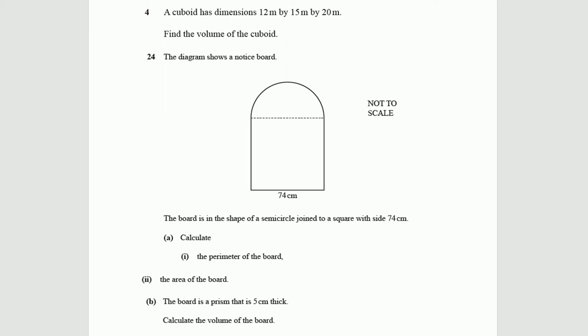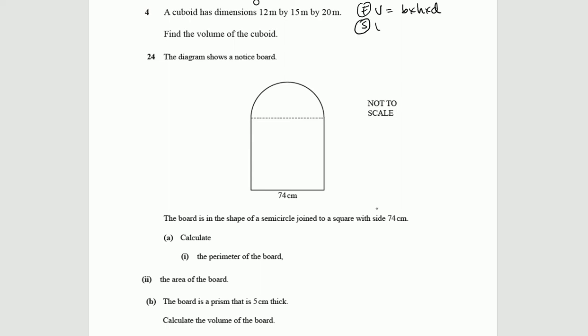Areas and volumes solutions. A cuboid has dimensions 12 meters by 15 meters by 20 meters. Find the volume of the cuboid. The formula for the volume of a cuboid is base times height times depth, or whatever you're used to calling these measurements.